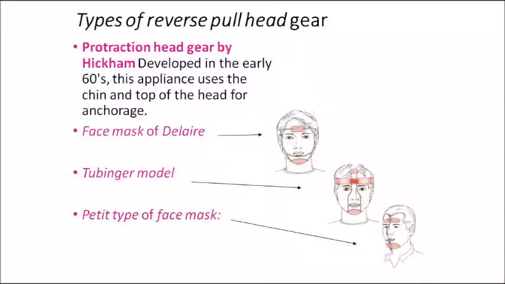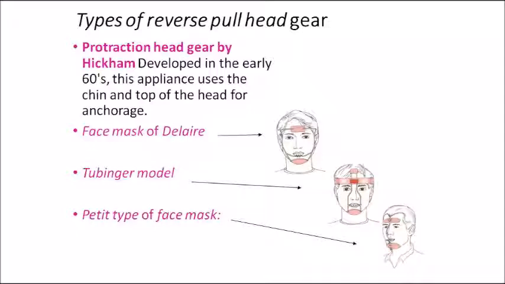So in the Delaire model, you have a metal framework which was squarish in shape, which was running on either side of the face. But here in the Tübingen model, you have a metal framework which is running in the midline of the face, and again there will be a crossbar in front of the mouth so as to engage the elastics. Tübingen model, as the name suggests, is a tube-like structure and it is running in the middle of the face.